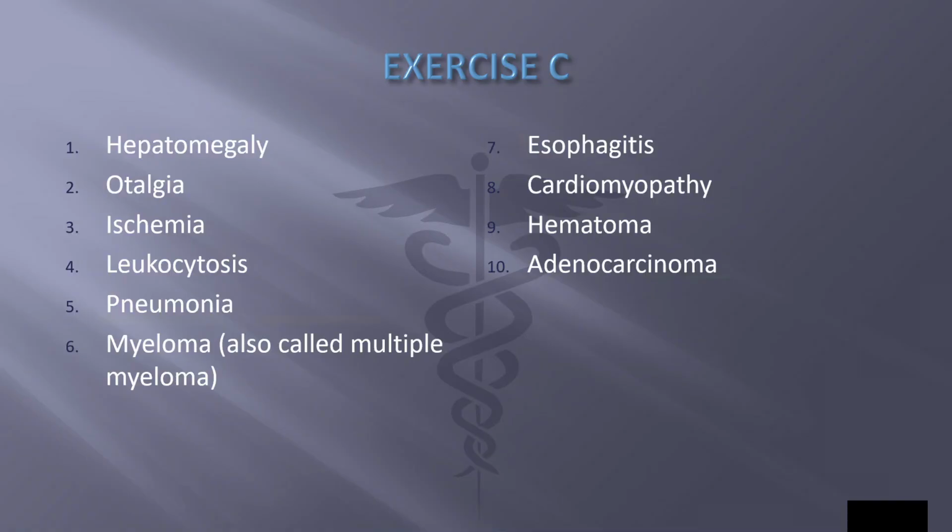4, abnormal condition of white blood cells. This is a slight increase in normal cells to fight infection. This is known as leukocytosis. Number 5, abnormal condition of the lung. Inflammation and accumulation of material often caused by bacterial infection is pneumonia. Number 6, malignant tumor of bone marrow is myeloma, and also known as multiple myeloma.